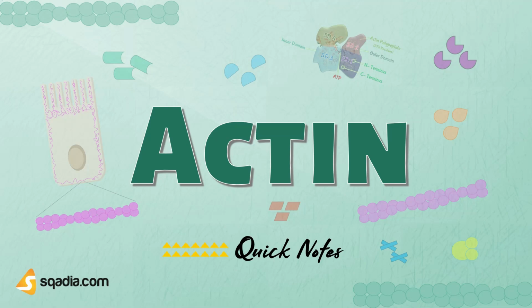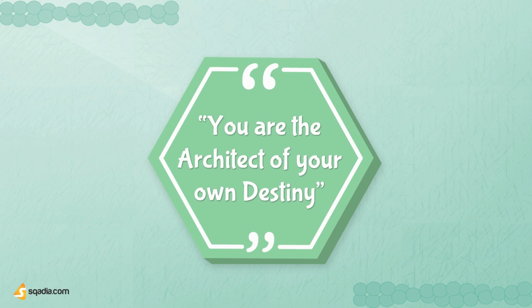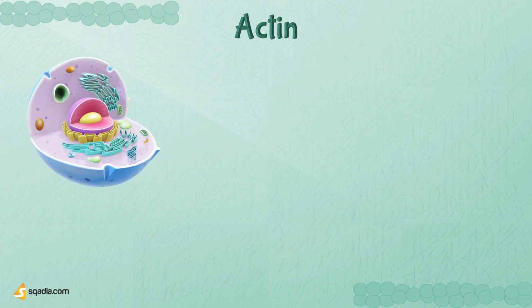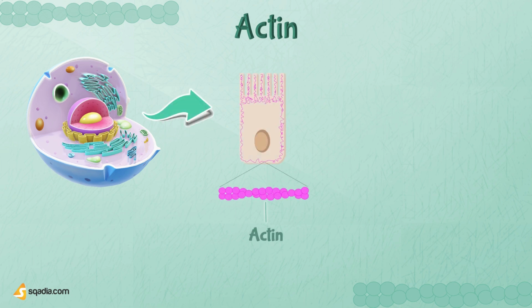Have you ever heard the saying, "You are the architect of your own destiny"? In a way, this is also true for the cells in your body. Just like architects, cells rely on an intricate framework to build and maintain their structures. This framework is made up of a protein called actin, which acts like a scaffold, providing support and shape to the cell.